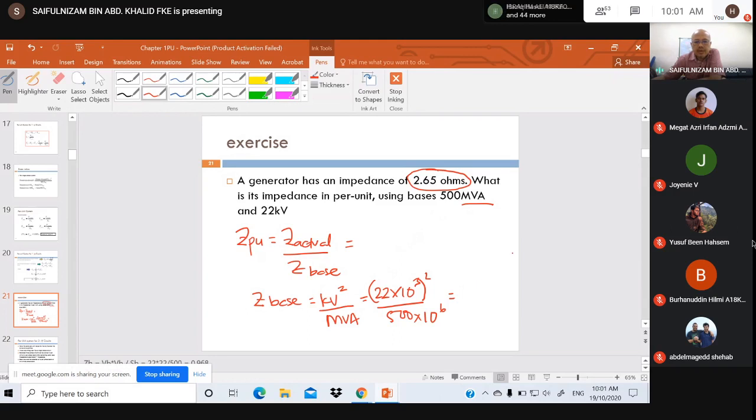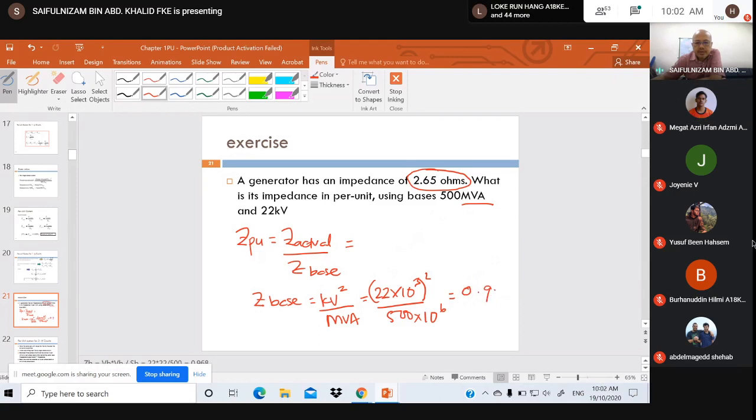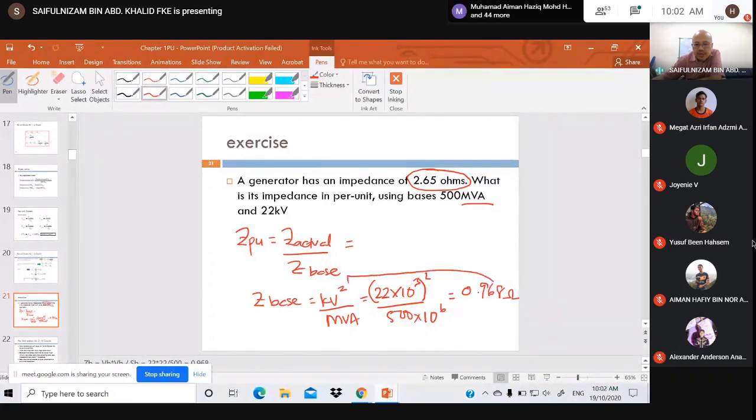You should bring your calculator during the class. So what is the base value, the base impedance or reference impedance? 0.968 ohm. All of you got the same answer for Z base? Yes. 0.968 ohm base value. Then substitute this here.